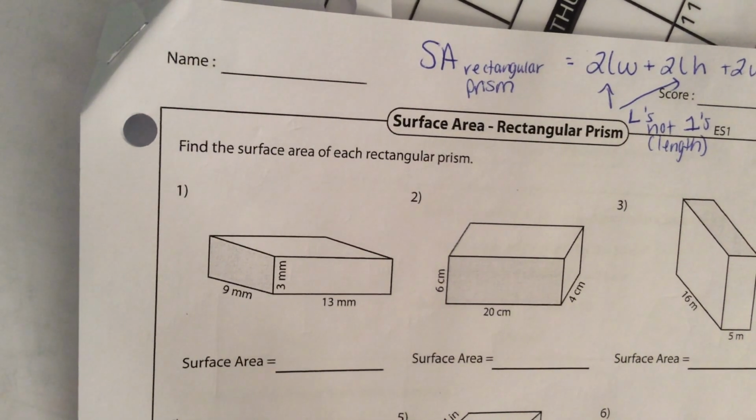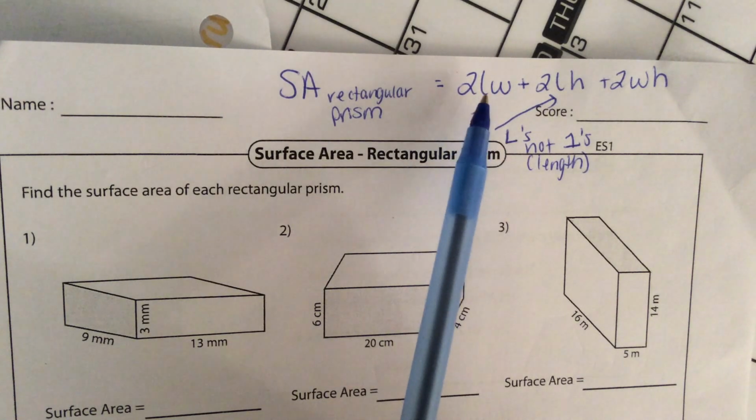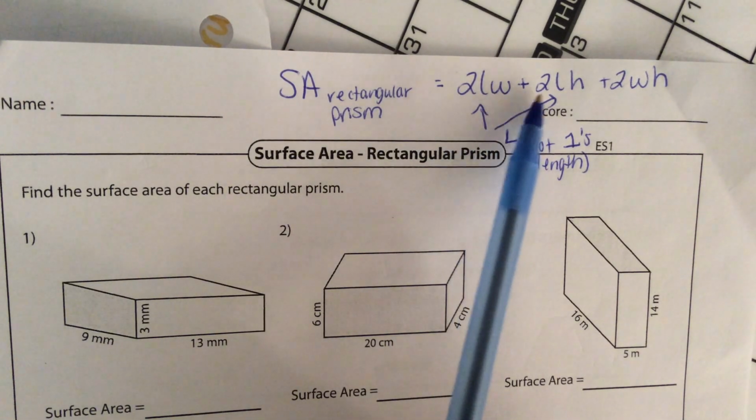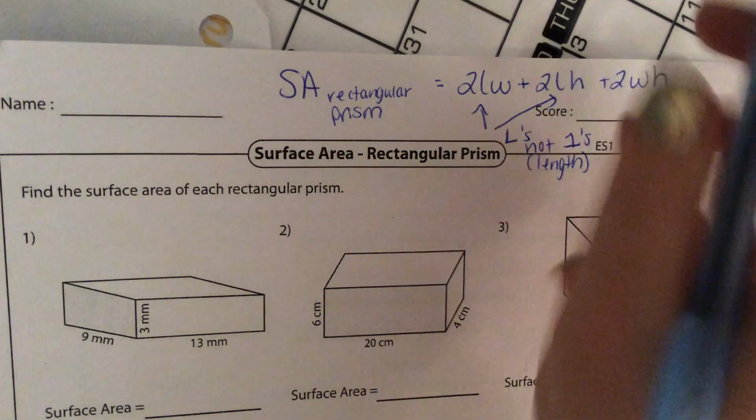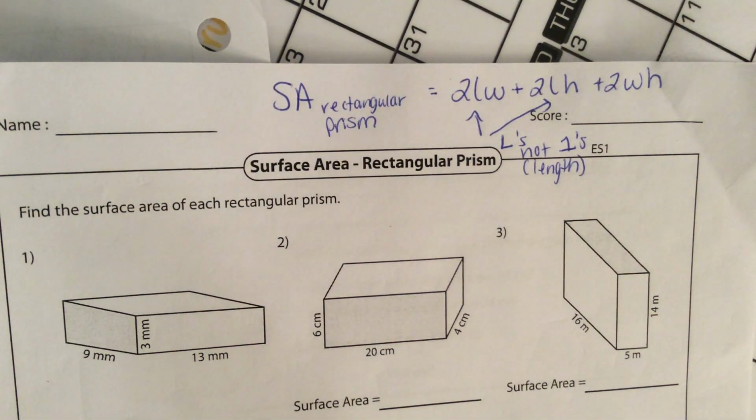Alright, so this video is just for surface area of a rectangular prism. Starting out, this is the formula that we're going to use here: 2 length width plus 2 length height plus 2 width height. So these are L's and not 1's. That's gotten confused in the past, so I just want you to make sure that you're careful with that.